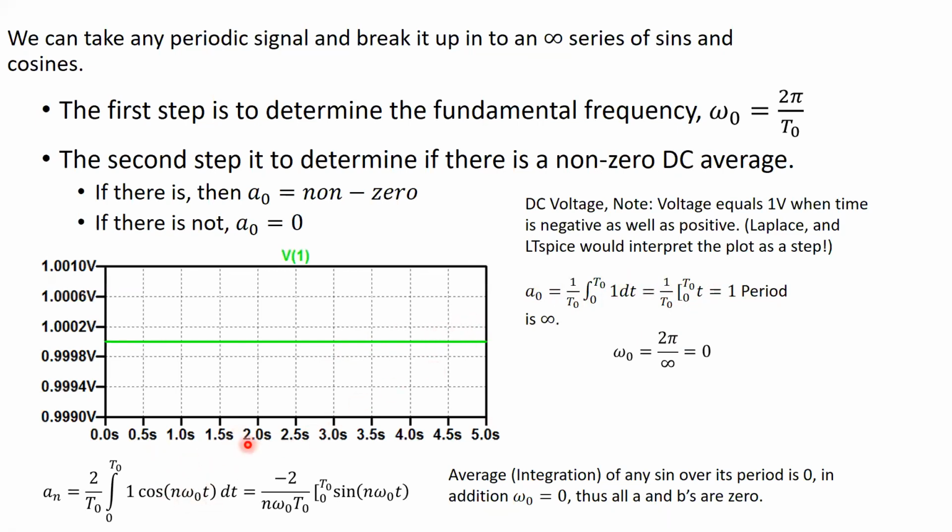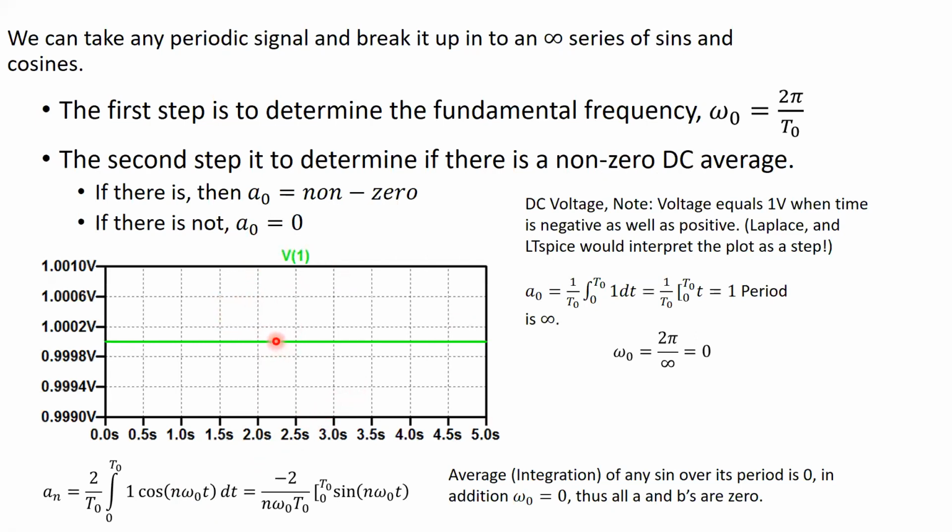Now, right now we're saying, what is the period? What is A naught for this signal? The period is infinite, omega naught is 0, and A naught is 1.